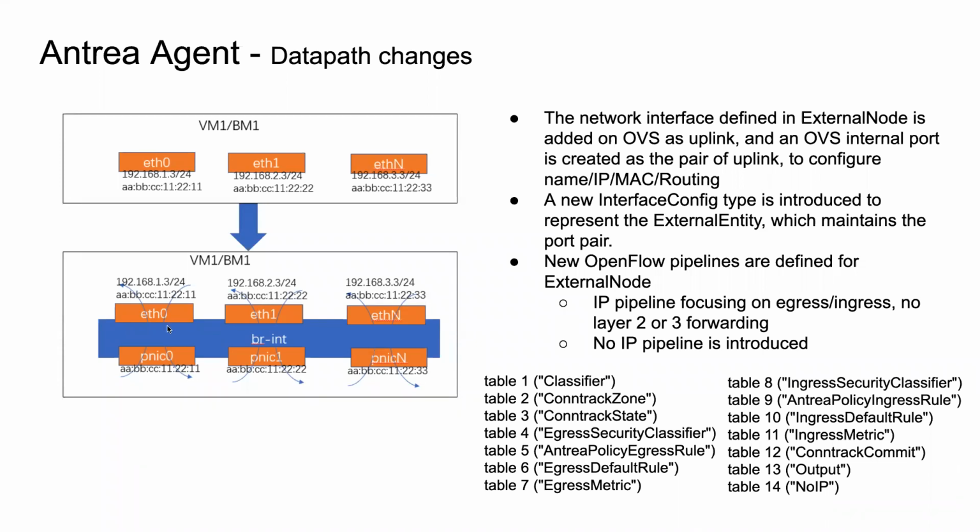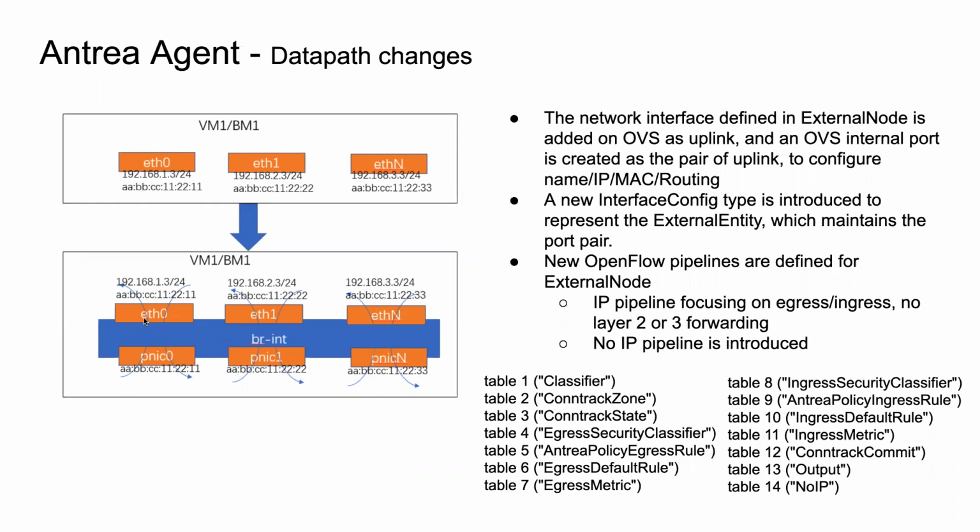And for the interface config part, after the pair ports are added onto the OS, we create an interface config. I mean, one interface config is used to map the pair ports. So in the new type of interface config to represent external entity, we have to maintain the pair ports. We have two OpenFlow ports. One is the internal OS port, and another is the mapping uplink port. And the interface config name is actually ETH0, I mean the name defined in the external node network interface.